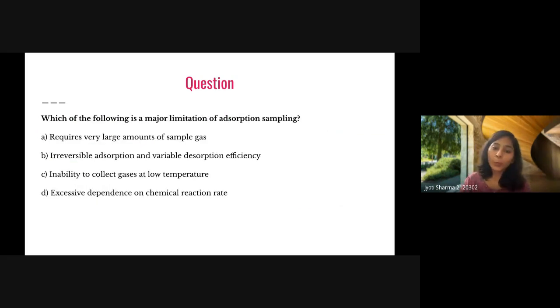Okay, can you quickly tell me the major limitation of adsorption sampling? Requires very high amount of gas sample, irreversible adsorption and variable desorption efficiency, inability to collect gas at low temperature, excessive dependence on chemical reaction rate. Little trickier, but I think you can tell me.